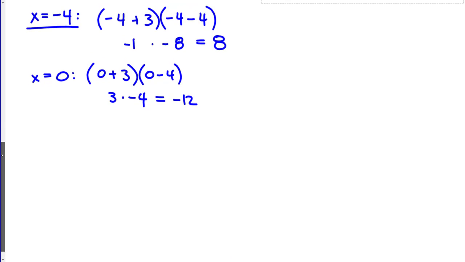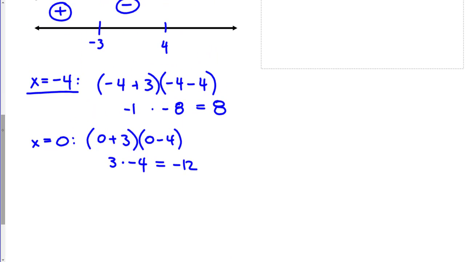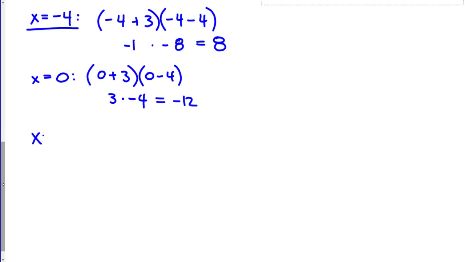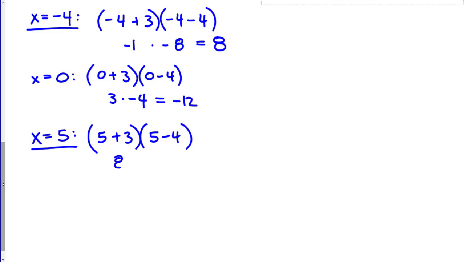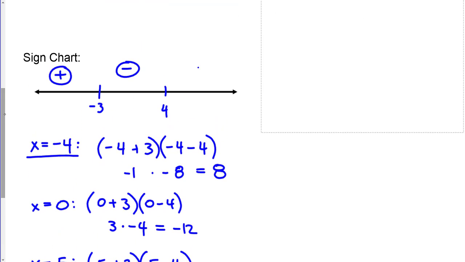All right, the last interval, I'll pick a value that's between 4 and infinity. So how about 5? So when x equals 5, my factors become 5 plus 3 times 5 minus 4. This would be 8 times 1, and the result is positive, which means everything on this last interval is going to be positive.